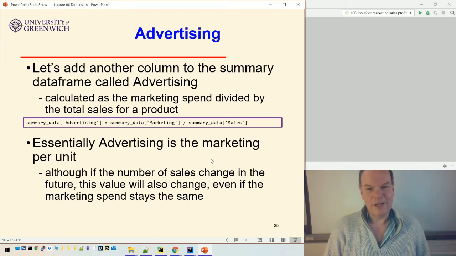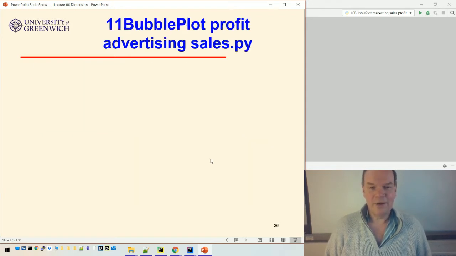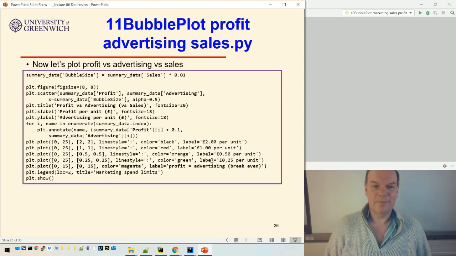unlike the price and the profit per unit. Obviously they can change as well, but they tend to be more fixed. This is a bit more nebulous because as the number of sales change, this will change, whereas those things don't. Okay, let's do a bubble plot of the profit versus the advertising versus the sales.